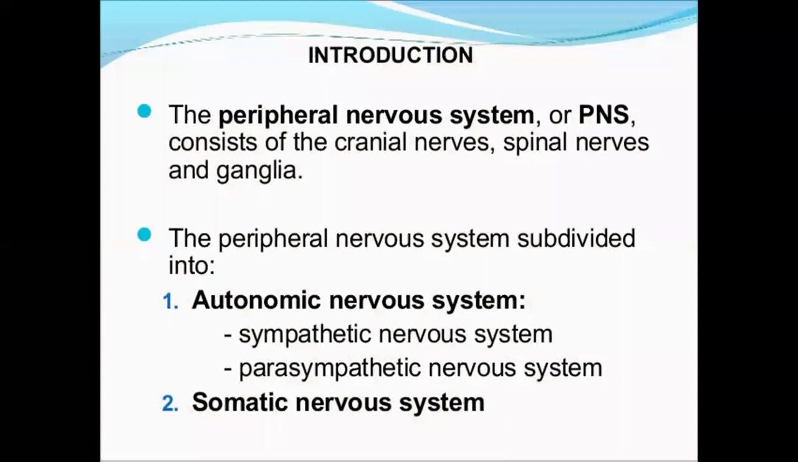The peripheral nervous system, I told you, consists of cranial nerves, spinal nerves and ganglia, and it is subdivided into the autonomic nervous system and the somatic nervous system. And the autonomic nervous system is divided into two parts, two divisions. These are the sympathetic nervous system and the parasympathetic nervous system. Now let's see one by one.